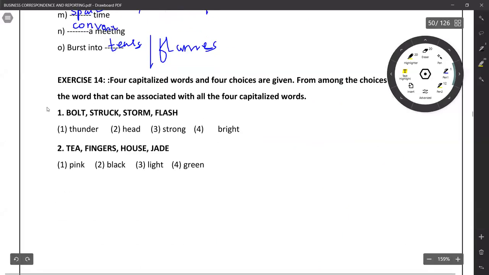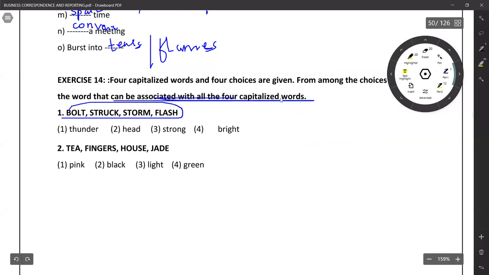Tell me which is the best collocation with all the four words. Which option can be associated with all the four words? Thunder, correct. Thunderbolt, thunderstruck, thunderstorm, thunderflash. Good, good, good. Okay, this one.